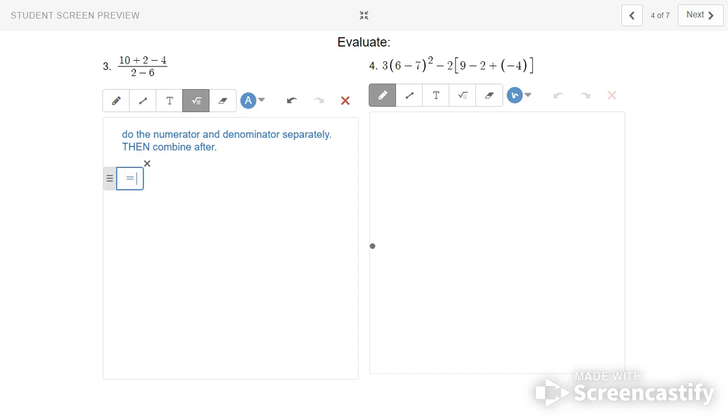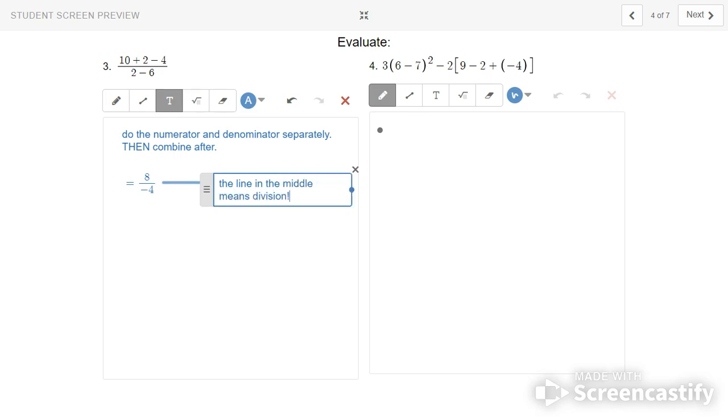Okay, so my numerator, 10 plus 2 take away 4. We have 12 take away 4, that's 8. In the denominator, 2 take away 6, that's -4. Now, when I have a line like that, the line in the middle means division. So I have 8 divided by -4. That's equal to -2.